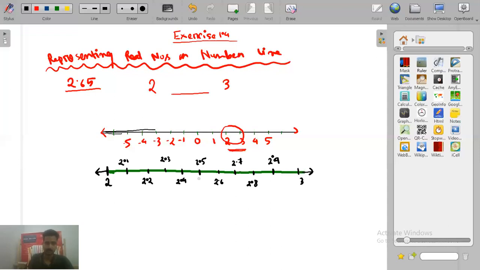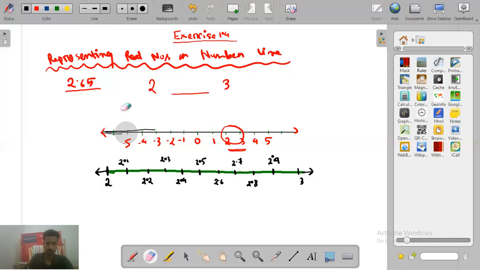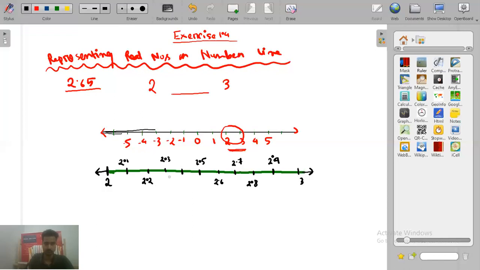Okay. Now see 2.65. This is 2.4. Now see 2.65. It will lie between 2.6 and 2.7. Yes or no? That means it will lie between 2.6 and 2.7. So this is the first step. First, you have to know that the given number will lie between which two numbers. You don't need to write this one. This is for understanding.